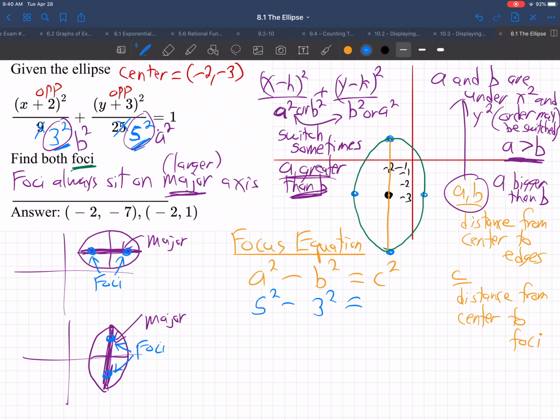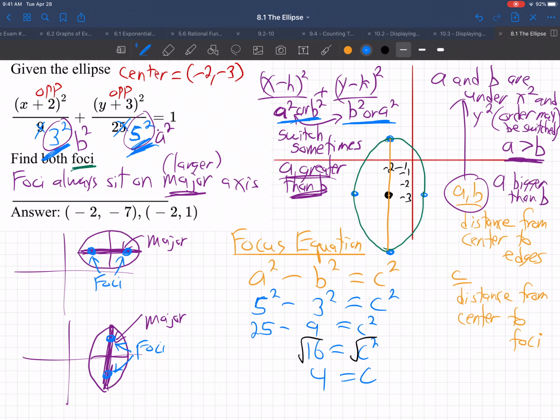So you don't have to worry. I probably made too much of that. Just put the bigger one first. You're good. The a squared and the b squared are the two numbers underneath x squared and y squared. We know that, right? And just put the bigger one first. Don't make a big deal. Who cares where they came from? Put the bigger one first. And then c squared is what we're trying to find. So this is 25 minus 9, which is 16. And then root it. So c is 4. So we got c.